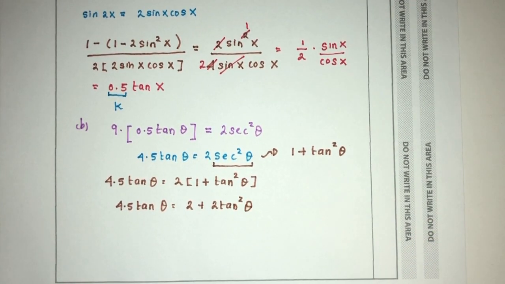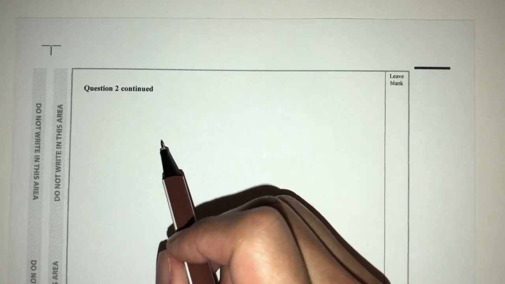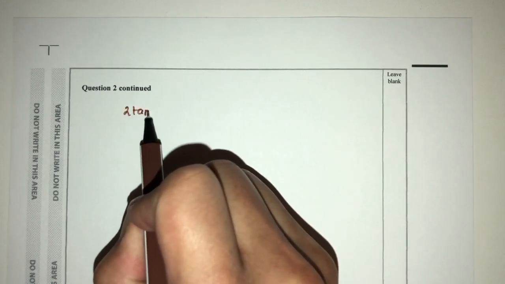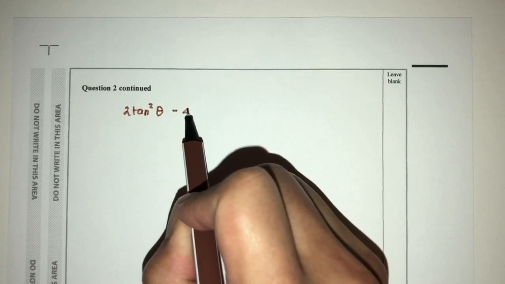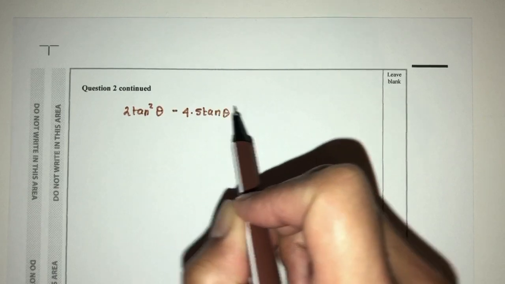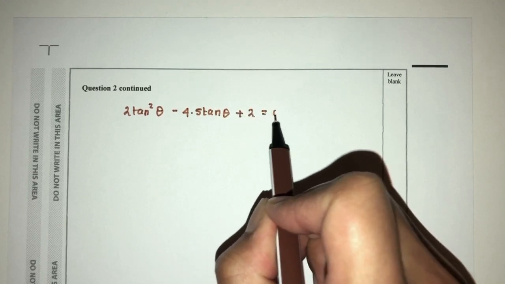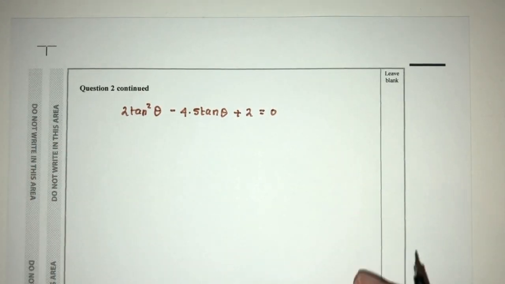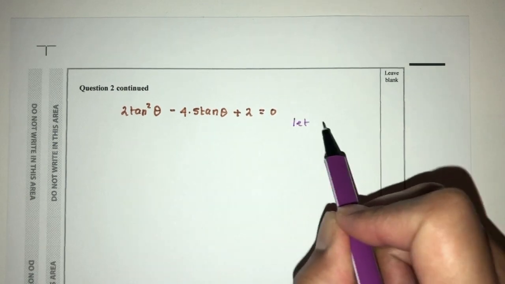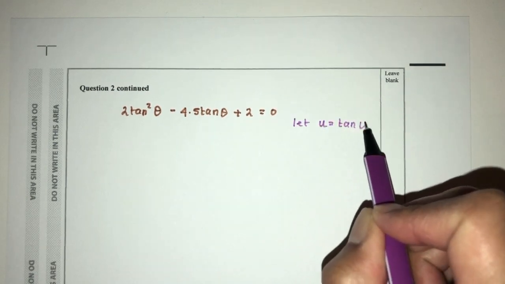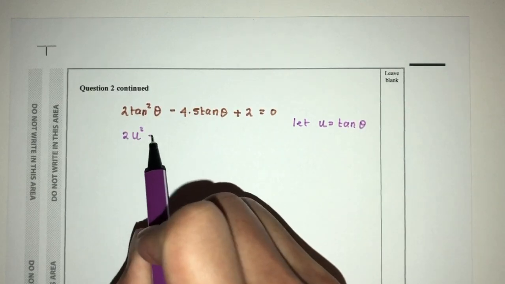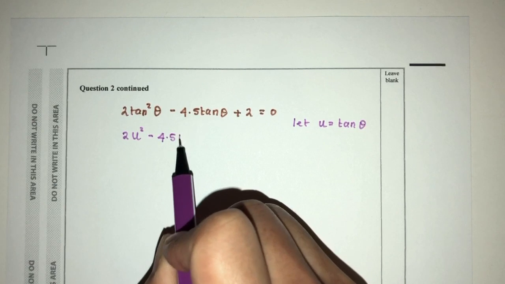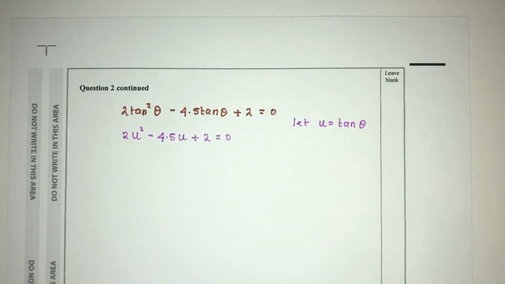This is going to be looking a lot like a quadratic equation. Let me rewrite this here so we have some more space. If I send everything to the right hand side, you will have 2 tan square theta minus 4.5 tan theta, plus the value of 2 has to be 0. Now, one thing we can do right now is to let u become tan theta. So you will have 2 u square minus 4.5 u, plus 2 has to be 0. Now, as you can see, this is clearly a quadratic equation.